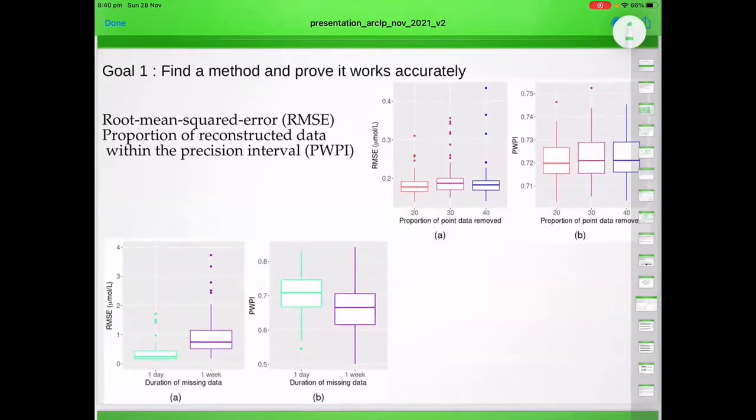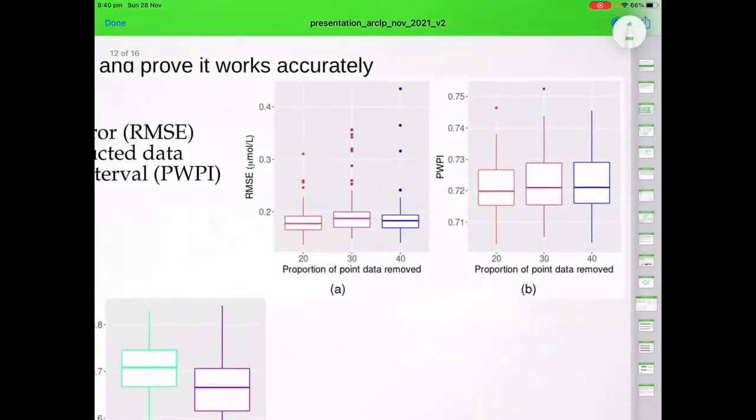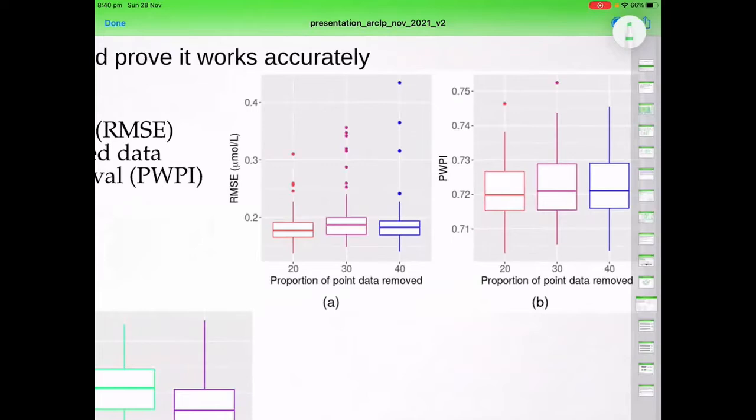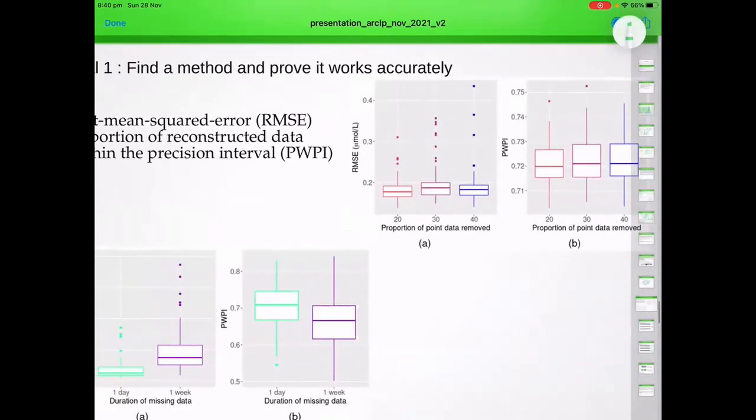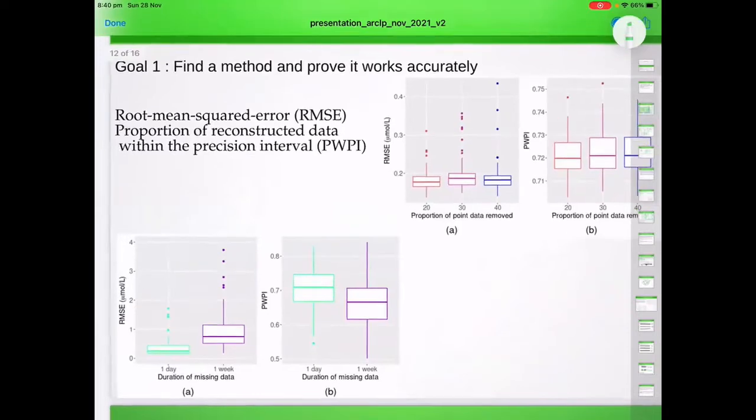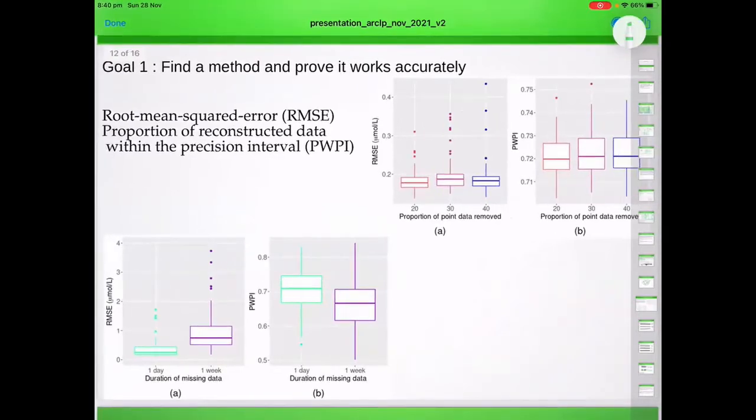If we look very quickly at the RMSE, depending on the percentage of removed data, 20%, 30%, and 40%, it is the same kind of result. Even with more missing values, it will not affect the performance. And similarly for the proportion of reconstructed data within the precision interval.